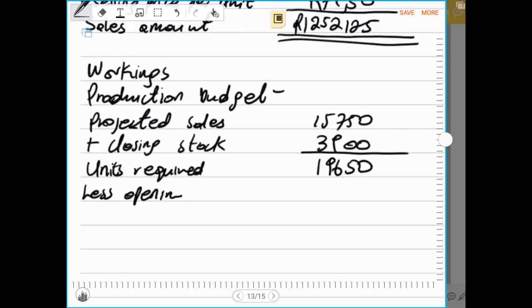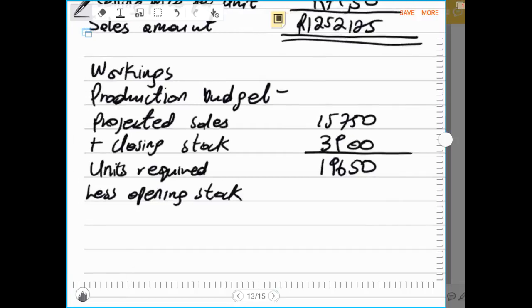Why do we subtract opening stock? Because opening stock was not produced in the current year. It was produced in the previous accounting period, and it was the closing stock of last year, and it became an opening stock in the current year. So now we are not producing opening stock because it was already produced in the previous accounting period. That is why opening stock must be subtracted whenever you are doing production budget.